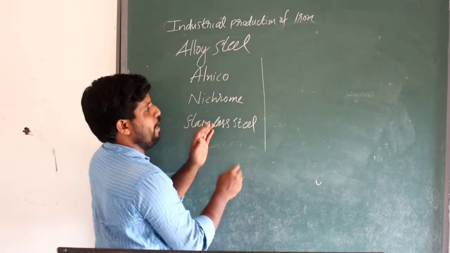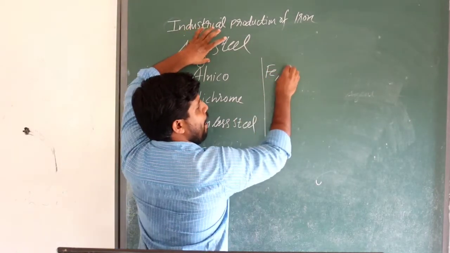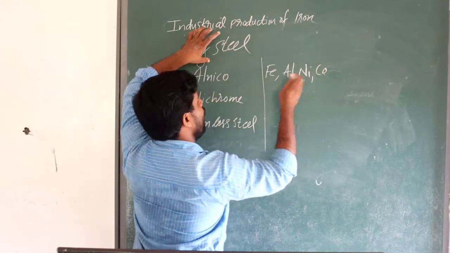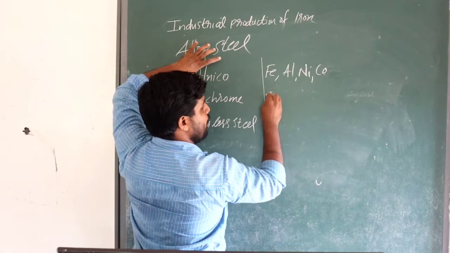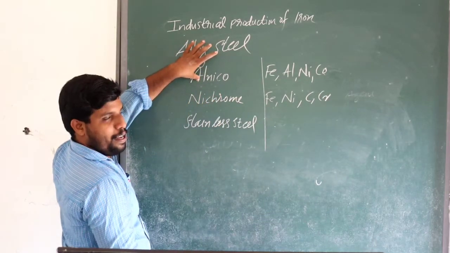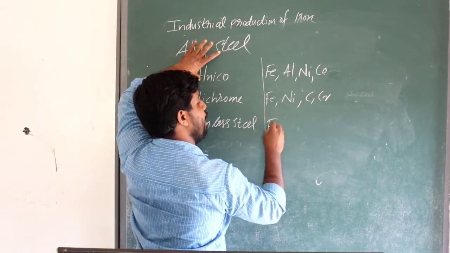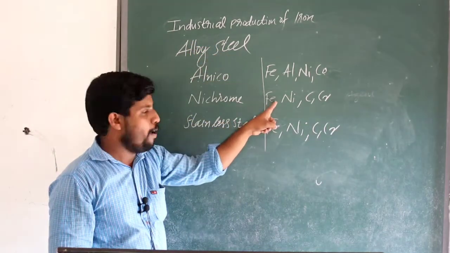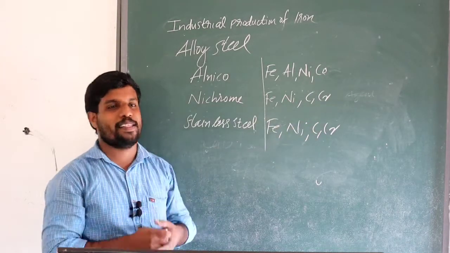The components present in alnico: mainly iron is there, along with aluminium, nickel, and cobalt. In nichrome, as you studied in physics, iron, nickel, carbon and chromium. Then stainless steel: iron, nickel, carbon and chromium. Look at that. In the case of nichrome and stainless steel, the components are the same, but their properties are different.